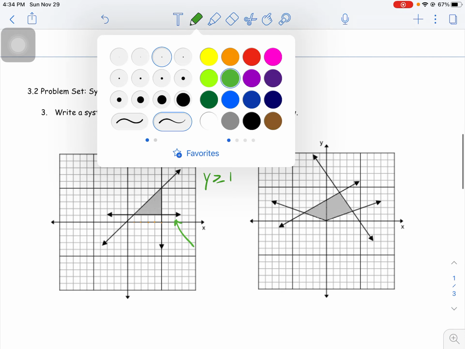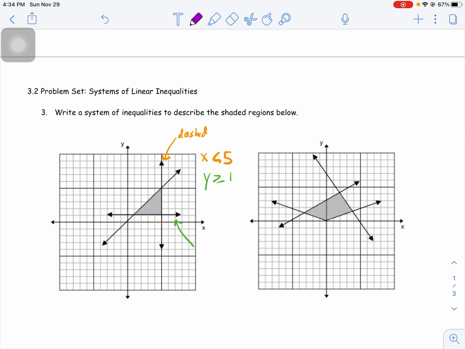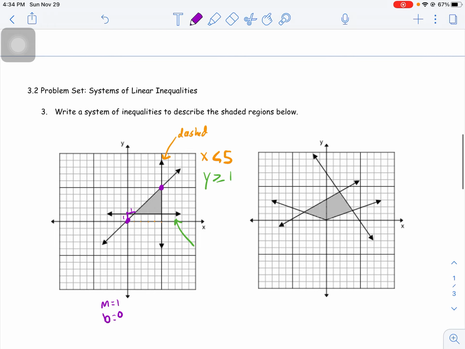All right, and then this last line that we're going to take a look at is right here, goes through here. Looks like it's going up 1 to the right 1. So that means it just has a slope of 1. So m is equal to 1, our y-intercept is equal to 0. Then it looks like it's shaded less than. See how it's below the line? So it's shaded less than. So then we're going to have y is less than or equal to x.